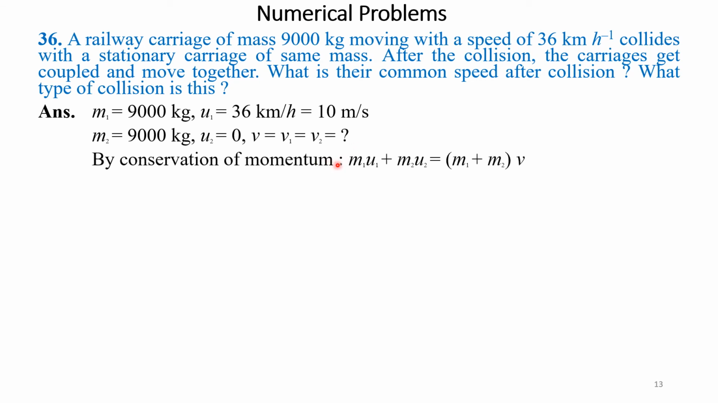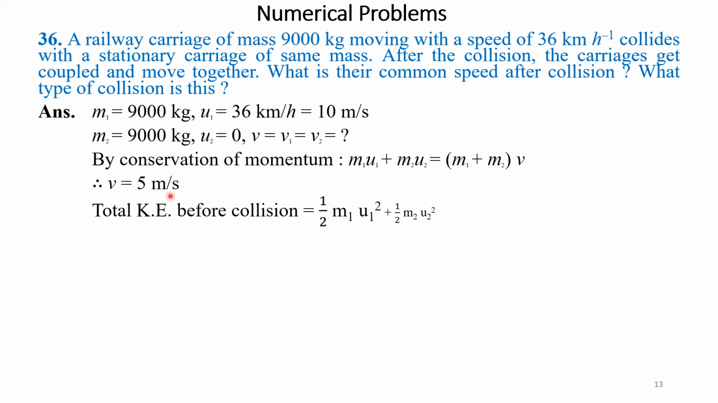So by conservation of momentum, we will write the equation m1 u1 plus m2 u2 is equal to m1 plus m2 into v, where m1 is the mass of the first carriage, m2 is the mass of the second carriage, u1 is the velocity of the first carriage, u2 is the velocity of the second carriage before collision, and v is the velocity after collision. Therefore, by substituting these values, m1 u1 plus m2 u2 equals m1 plus m2 into v. So put the values and we find that velocity is 5 meters per second.